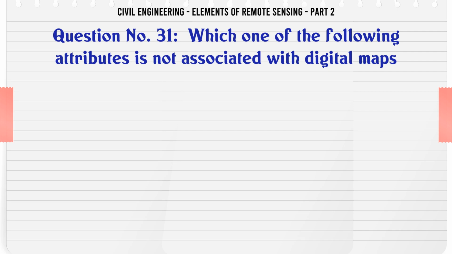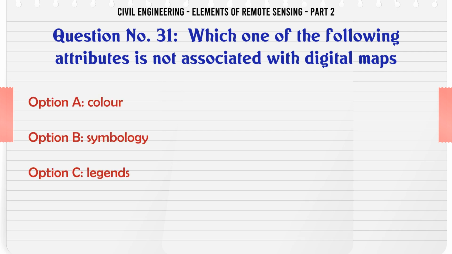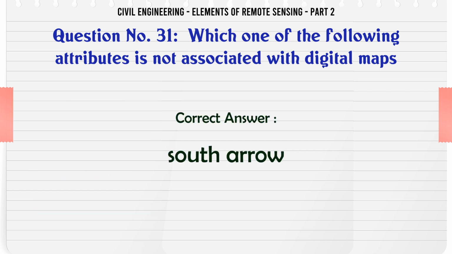Which one of the following attributes is not associated with digital maps? A. Color, B. Symbology, C. Legends, D. South arrow. The correct answer is south arrow.